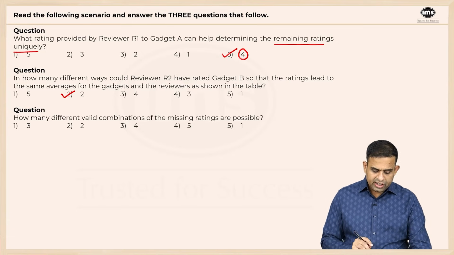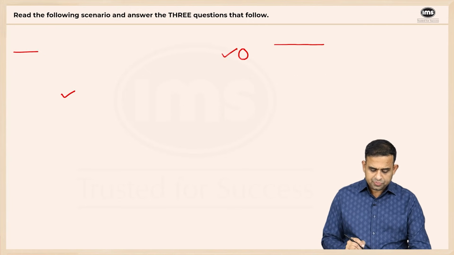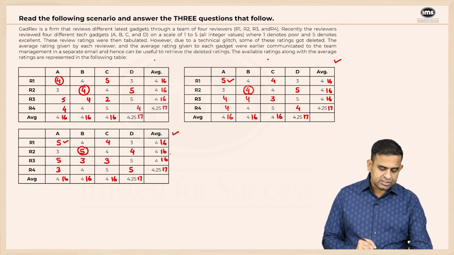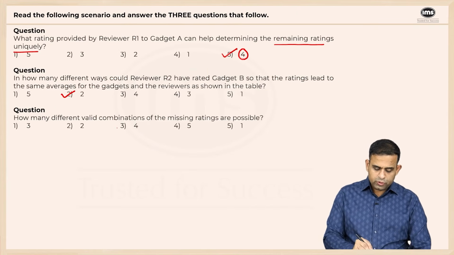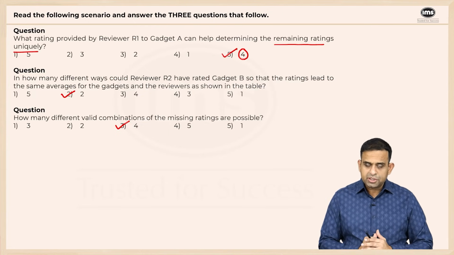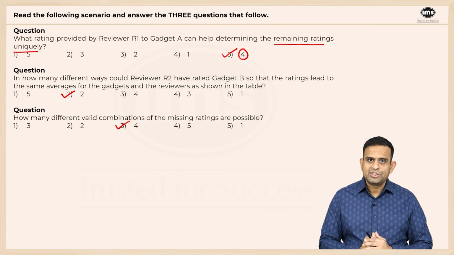And lastly, they ask how many different valid combinations of the missing ratings are possible. So if you look, we have got 1 case, 2 cases and 3 cases. Since 3 cases are possible, we have 3 valid combinations of the missing ratings over here. Hence option number 3 is the answer for this simple question.